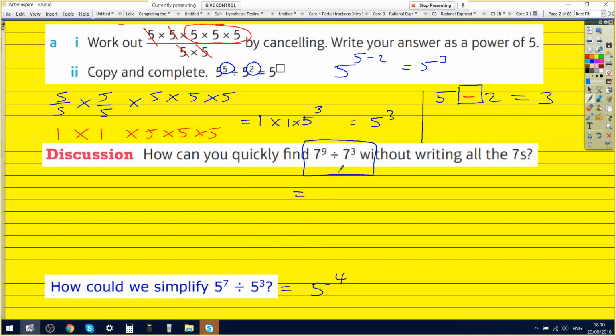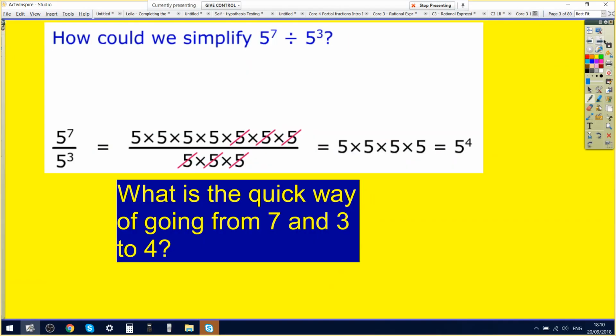And so what would this one be with the 7s? 7 to the power 6. Well done. Yeah, so the 3 7s underneath cancel out 3 on the top, and so you're left with just 6 of them. So you copy the base, subtract the powers.